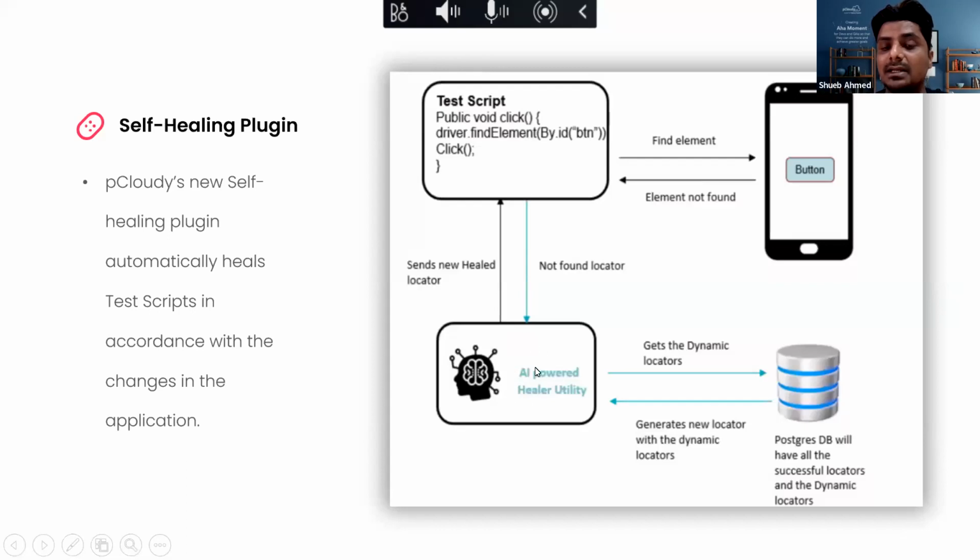What it does is it quickly checks within the database, so it gets the dynamic locators for that particular object. The Postgres DB will have all the successful locators, and the dynamic locators in case there are any. It automatically creates the locators and passes them on to the self-healing utility, and thereby your script will pass during that iteration. It will not fail. I have a video again where I'll show how the self-healing works and how you can incorporate this within your automation scripts and benefit from this feature. So that's the self-healing plugin.